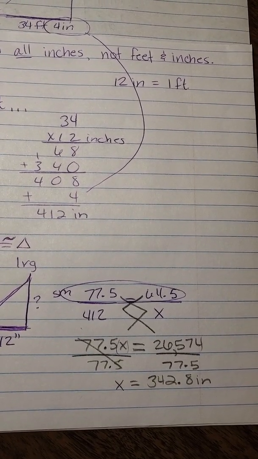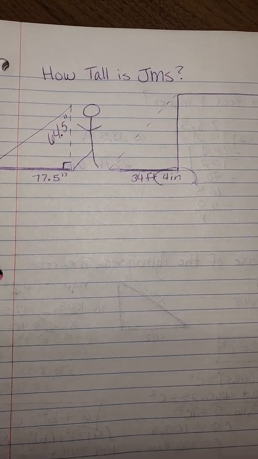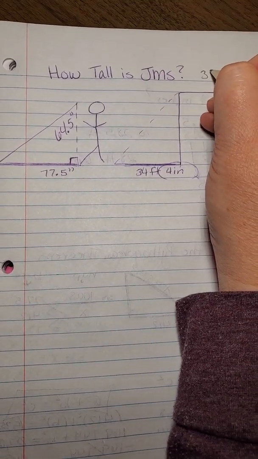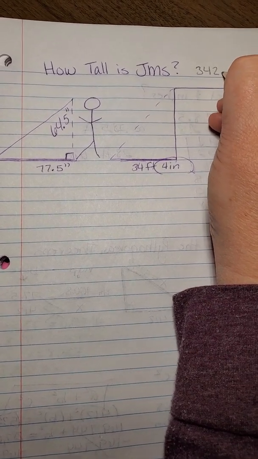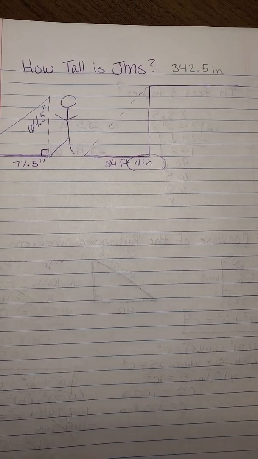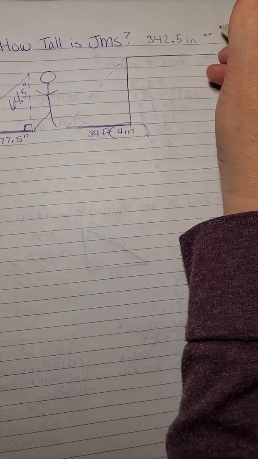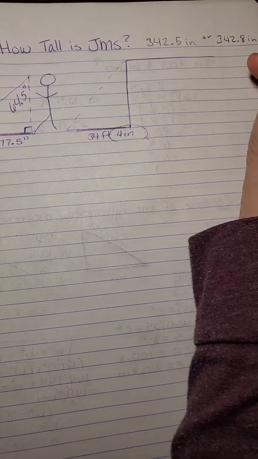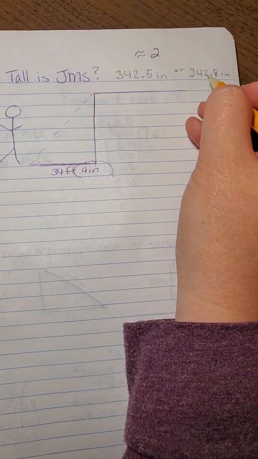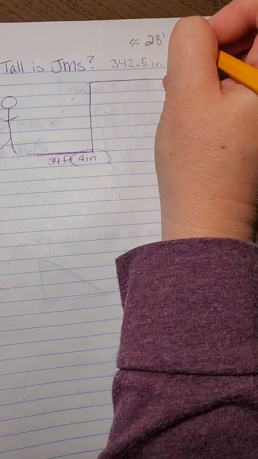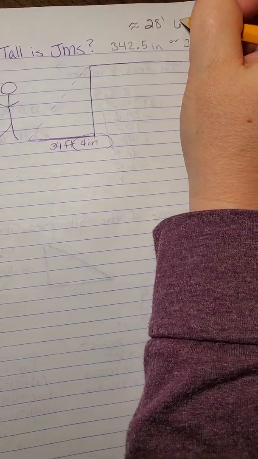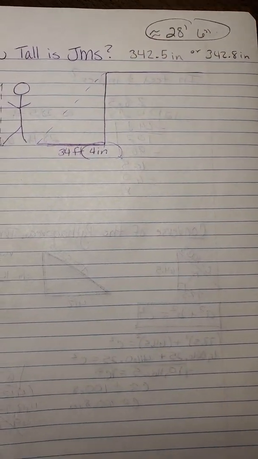Did you get it? I hope you did. So the correct answer, approximating how tall is JMS, is about 342.5 inches in one estimate, and the other we calculated 342.8 inches, but either way we decided it's about equal to, once we divided it by 12 and put it back into feet and inches, about 28 feet 6 inches. Would be a good solid estimate.